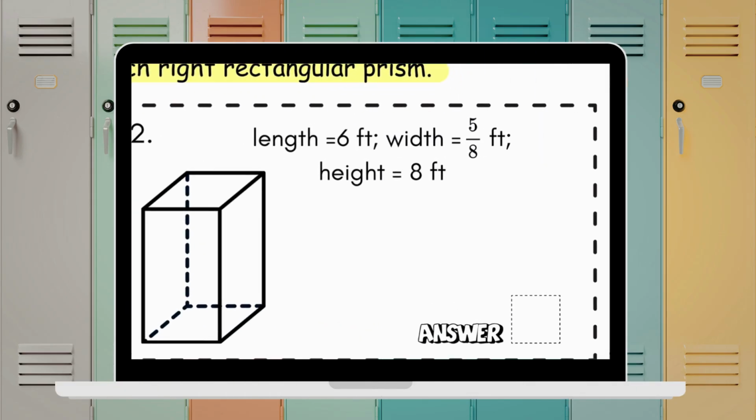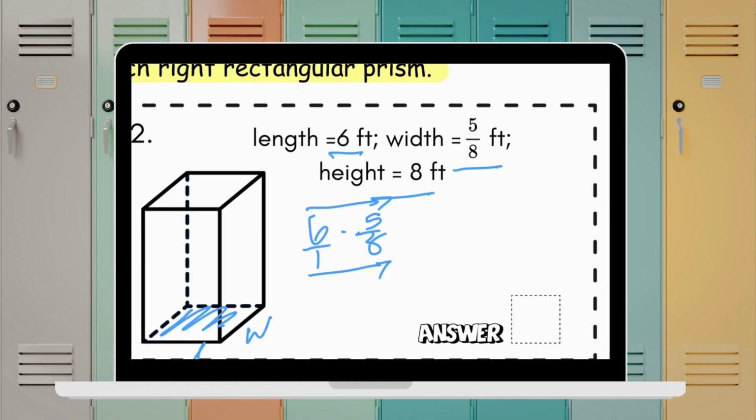And so we have the length is 6 feet, the width is 5/8 of a foot, and the height is 8. So we're going to do the area of the base, which is going to be length times width. So we're going to do 6 times 5/8. And again, to multiply a fraction by a whole number, I'm just going to convert my whole number into fraction form, which is so easy. We just put it over 1, and then we can multiply top times top, bottom times bottom.